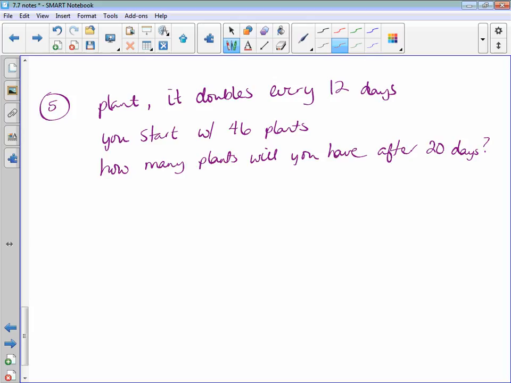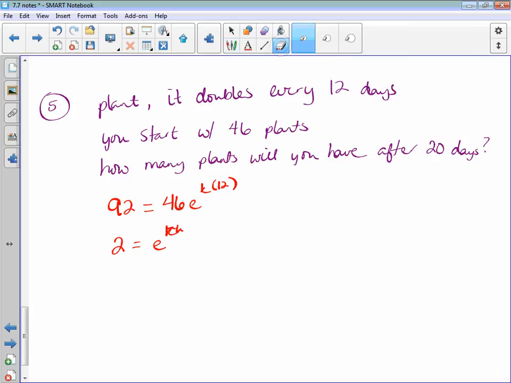So, your initial equation here, we have 46 plants. How many would we have after 12 days? No. We start with 46 plants. 92. So the way you would start to solve for k, if you want to start at the next step, because you understand that when I divide by 46, I'm going to be left with 2 equals e to the 12k. I'm fine with you starting there.